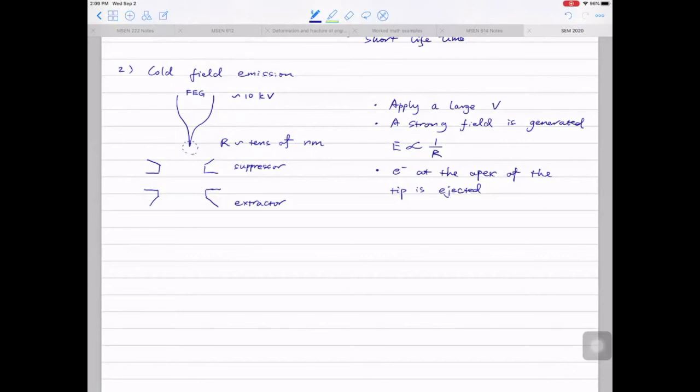What is the household voltage in the United States? No answer? 110. It should be around 120 to 140 volts. So having 10 kV versus 100 V, that's orders of magnitude difference. So the voltage you apply on the electron gun tip is very, very high compared to the household voltage.